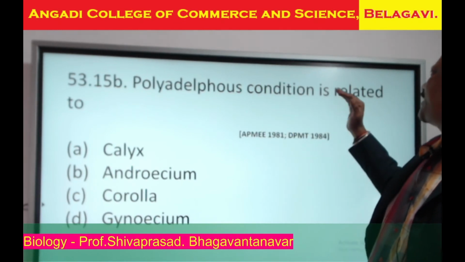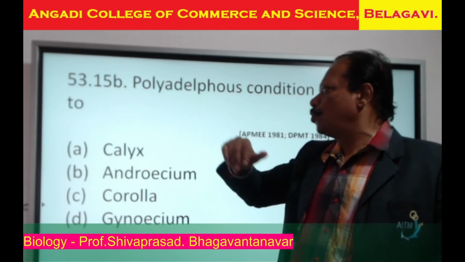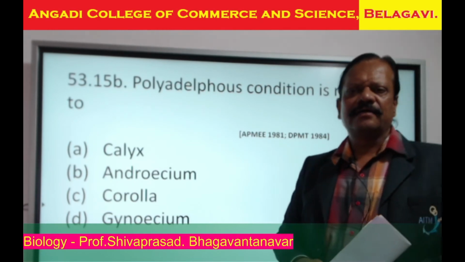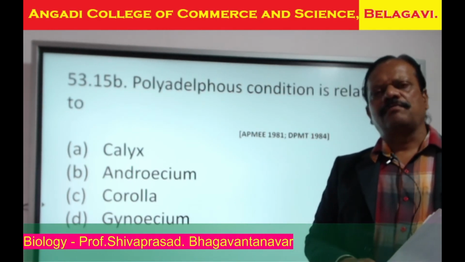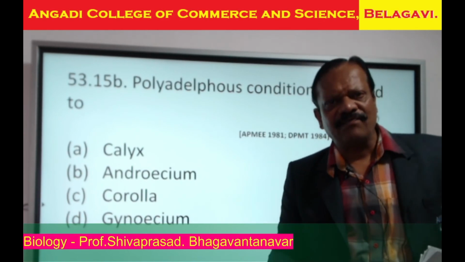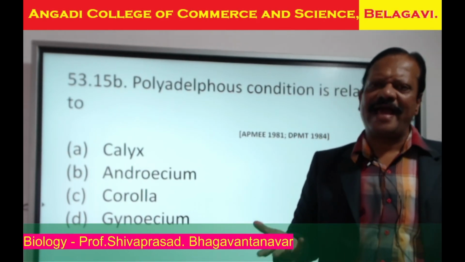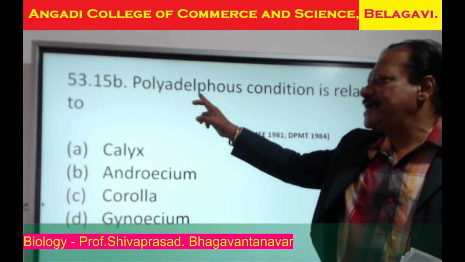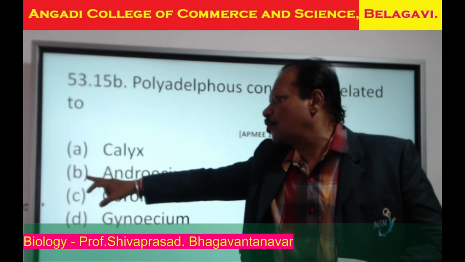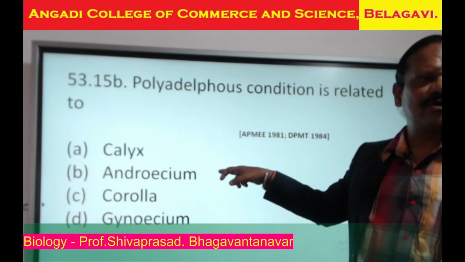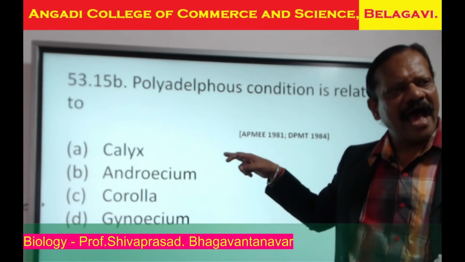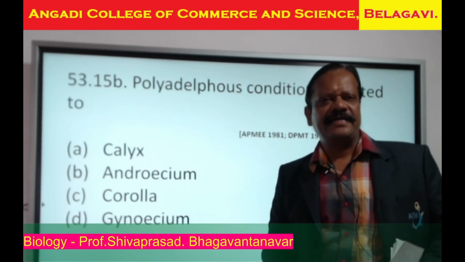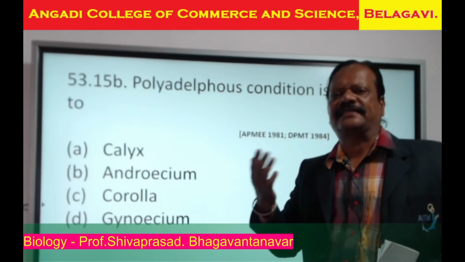Polyadelphous condition is related to... Here monoadelphous, diadelphous, polyadelphous. I already explained this to you. Here the polyadelphous condition is related to option D, that is the androecium, related to the anther itself. So option B is the right answer here. We'll move to the next.